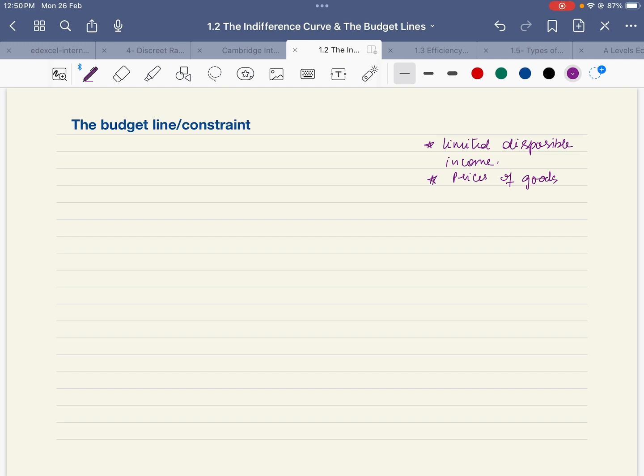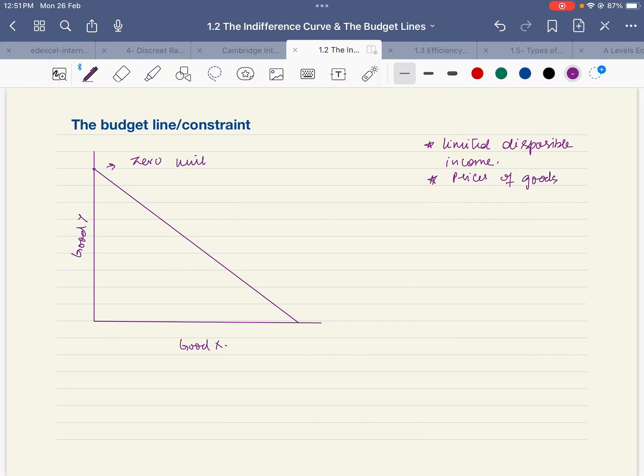This is a line, right? It's a straight line. It numerically shows the possible combinations of two goods that a consumer can purchase. For example, this can be a budget line. This is good X and this is good Y. The extreme points mean the intercepts on both axes. Here this is 0 units of good X and here we have 0 units of good Y.